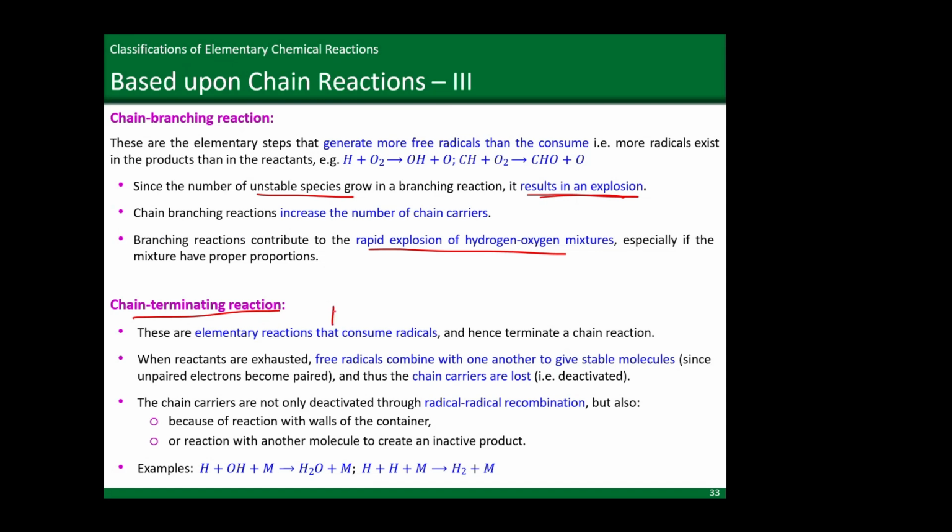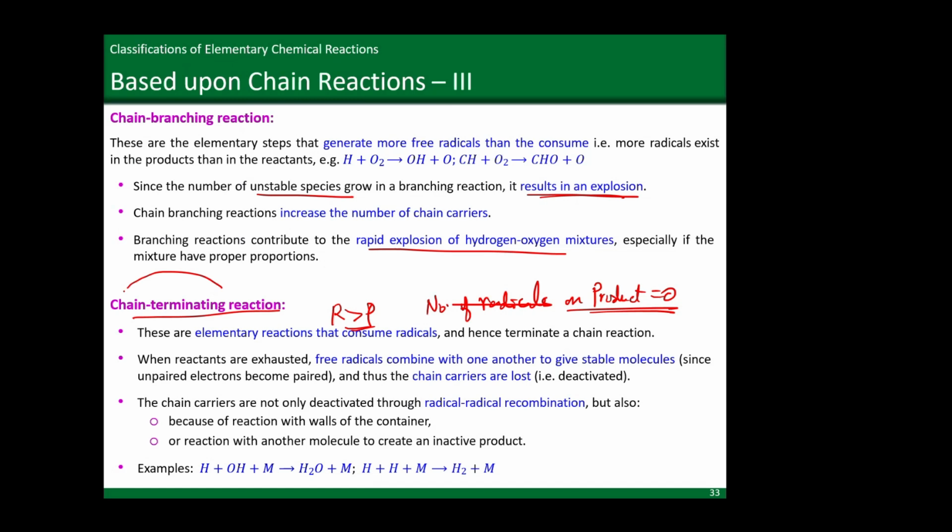Now, in a chain termination reaction, the radicals that we have on the reactant side are getting consumed, which means that the number of radicals on the reactant side is more than the number of radicals on the product side. So another key point here is that the number of radicals on the product side is zero. Okay. So you go from a non-zero number to a zero number, right? In terms of number of radicals.